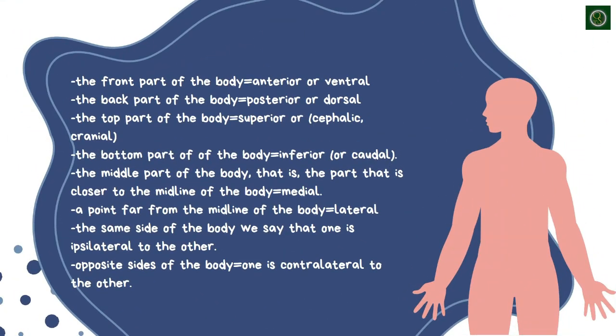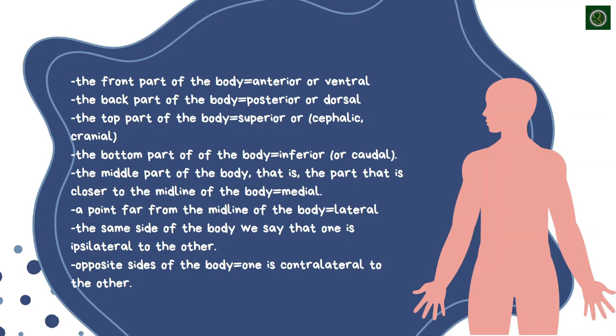Having this position as a reference point, we can describe the front part of the body as anterior or ventral, the back part of the body as posterior or dorsal, the top part of the body as superior or cranial, and the bottom part of the body as inferior or caudal. The term caudal comes from the existence of a tail, but is not used in human anatomy for obvious reasons.